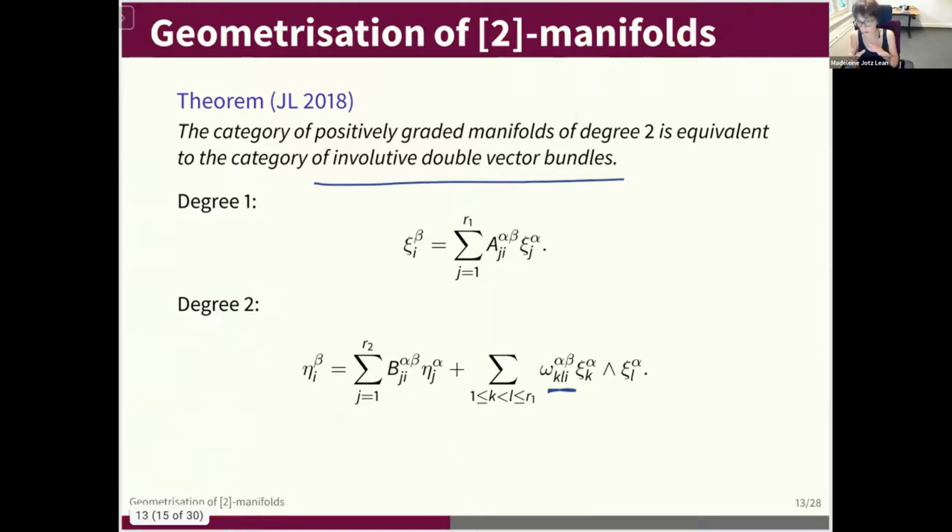You start with your local generators, you construct the cocycles, and you can glue them to a metric double vector bundle. Conversely, so that's the functor going from two manifolds to metric double vector bundles.